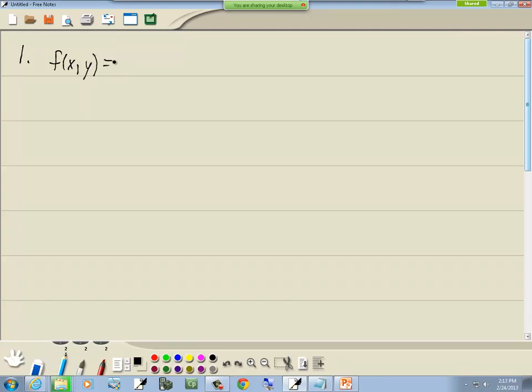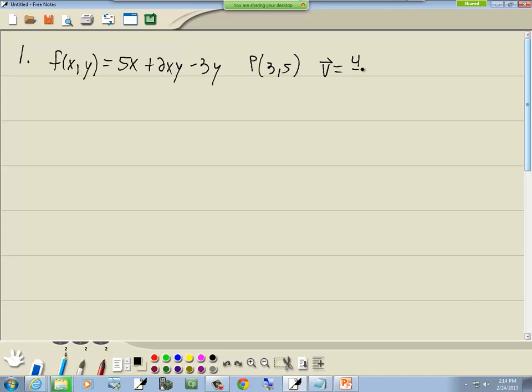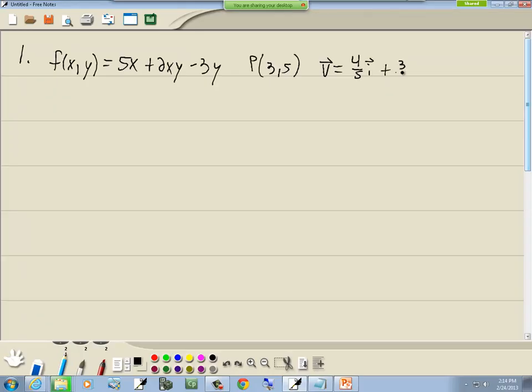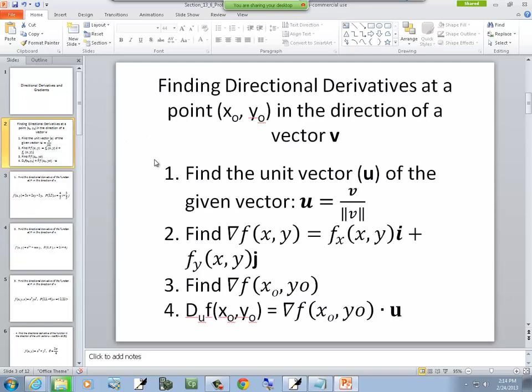f of x, y is equal to 5x plus 2xy minus 3y. And we're wondering at the point (3, 5) in the direction of v, so 4/5 i plus 3/5 j. And the instructions say find the directional derivative, so we'll go back to our steps here.